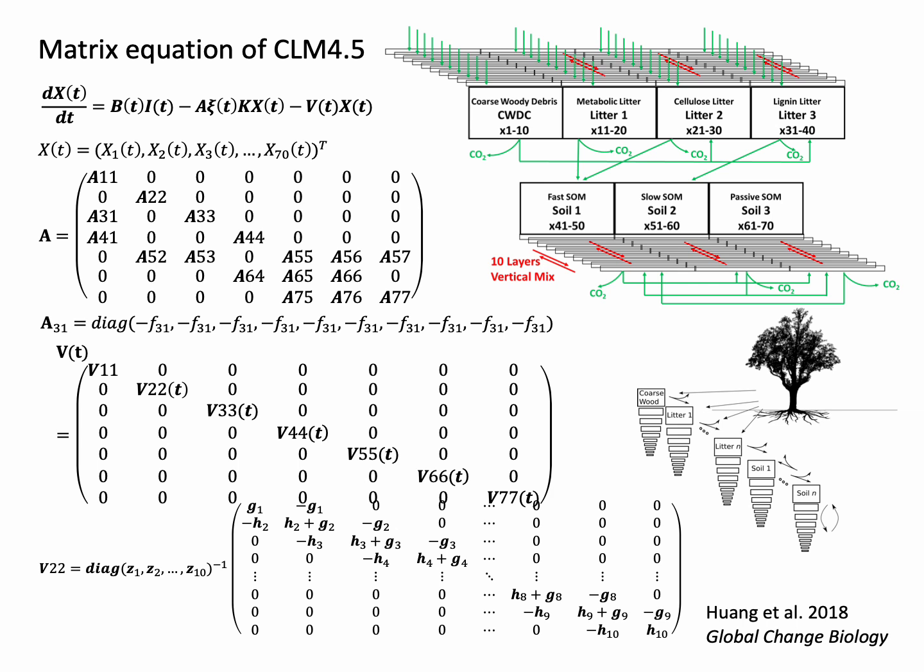The dimension of the matrix equation is 70 by 70 pools. Transfer matrix A, for example, is a 7 by 7 block matrix. Each element of the block matrix is a 10 by 10 matrix, and the vertical movement matrix includes carbon transferring 1 up adjacent layer and 1 down adjacent layer.